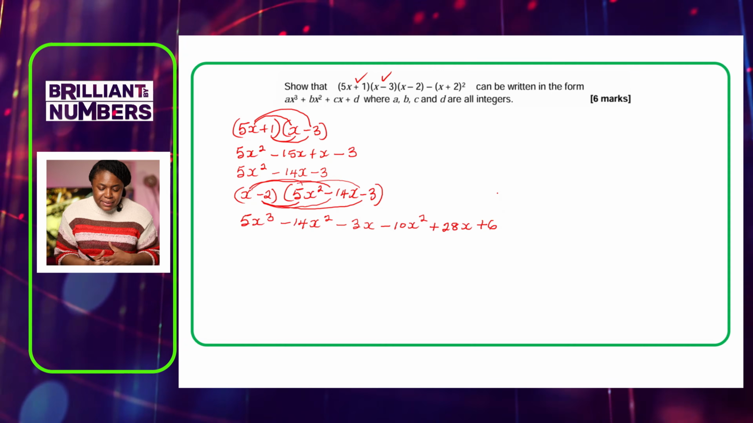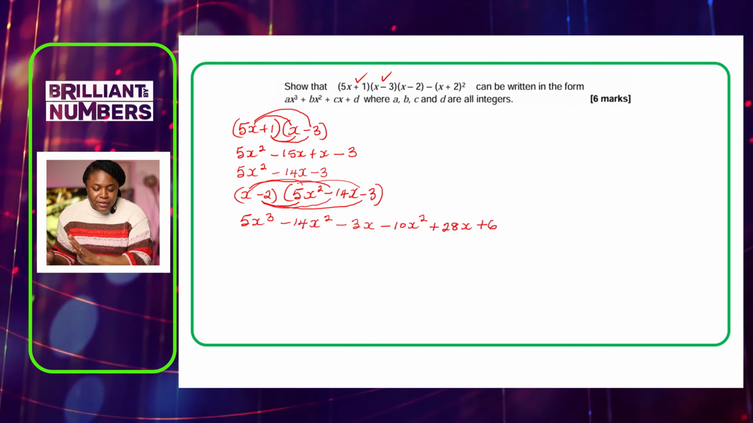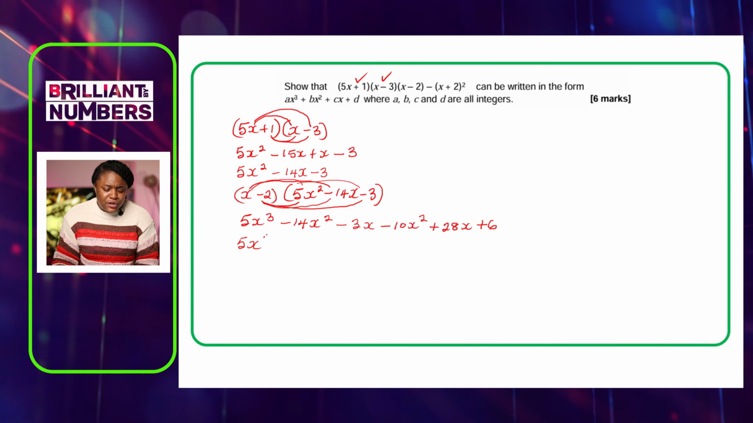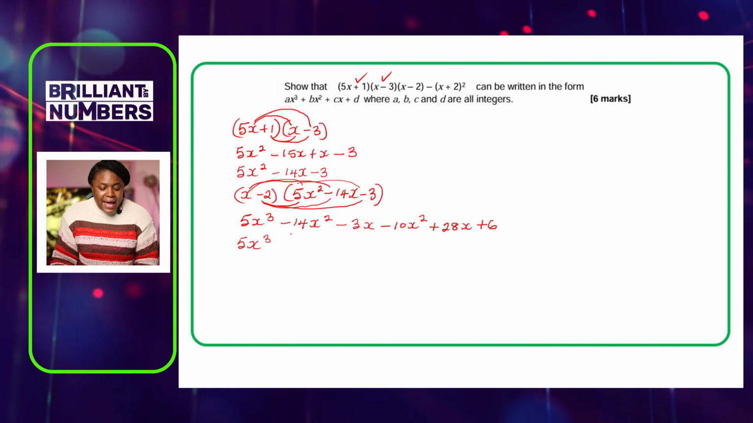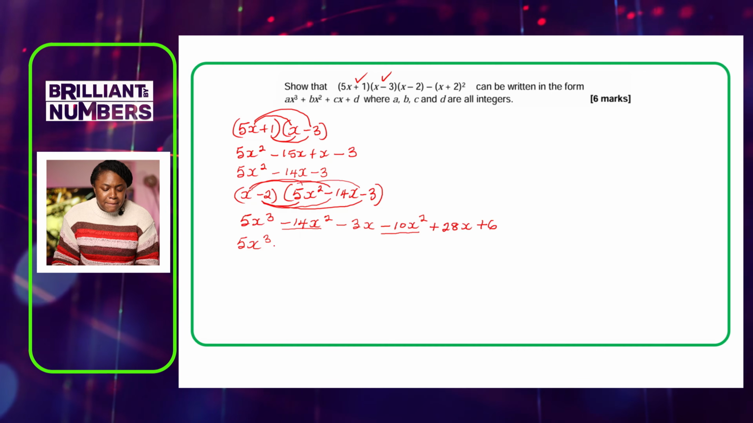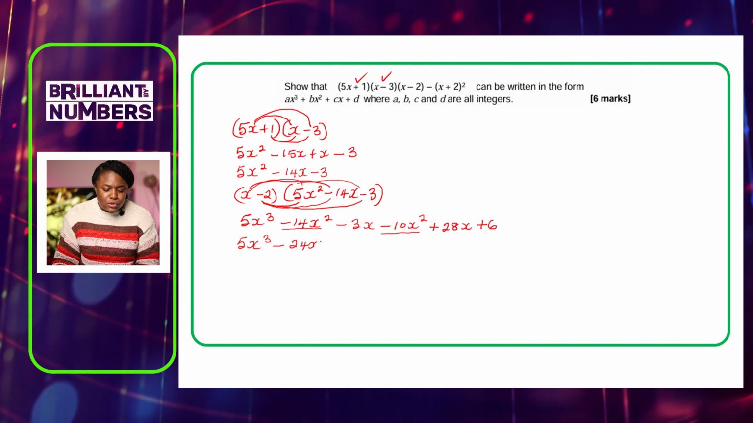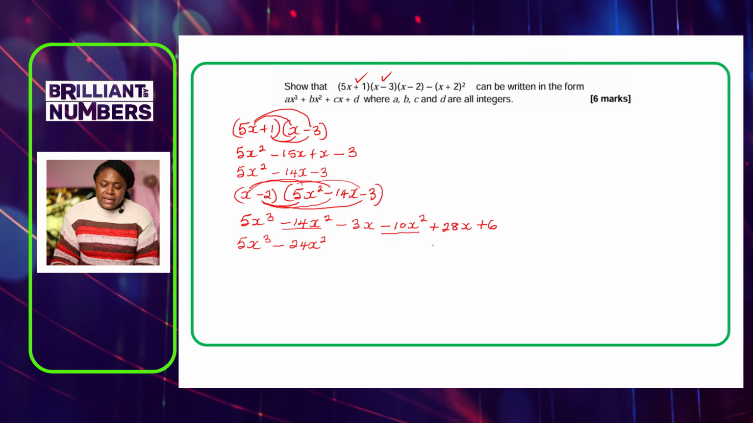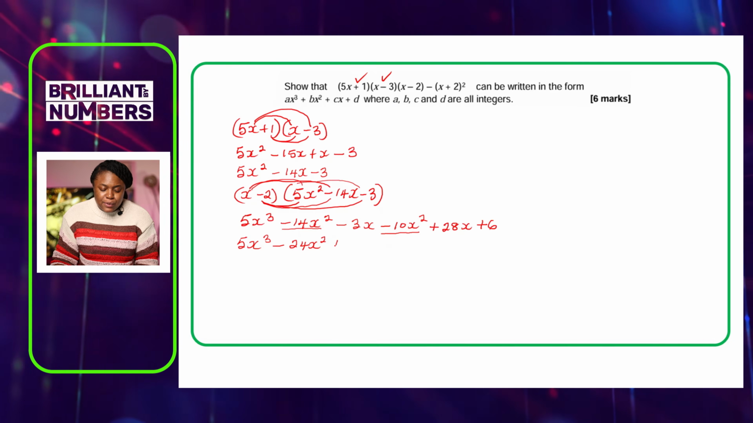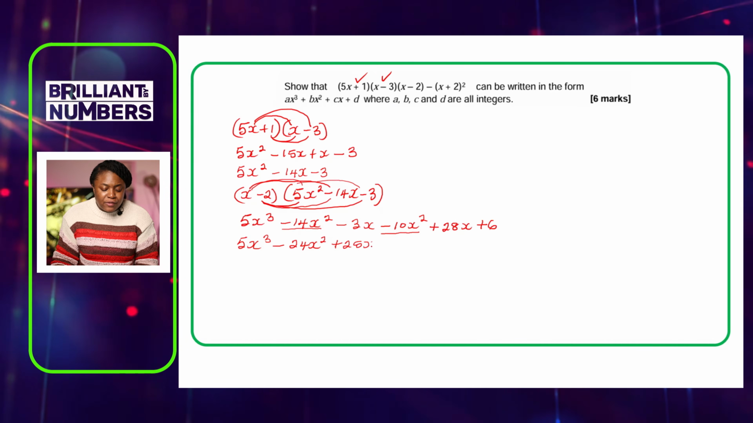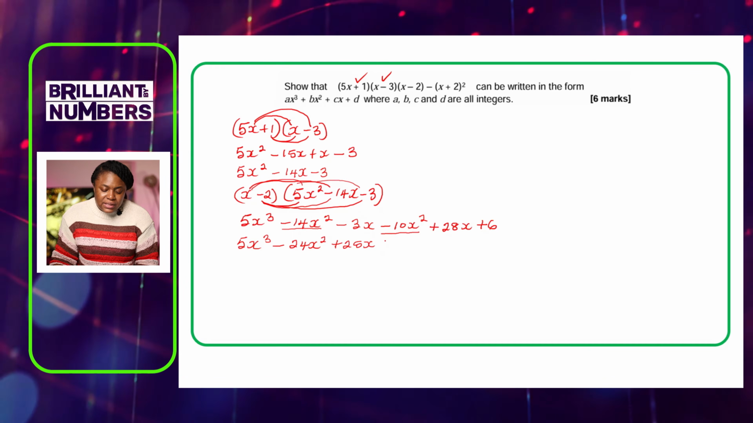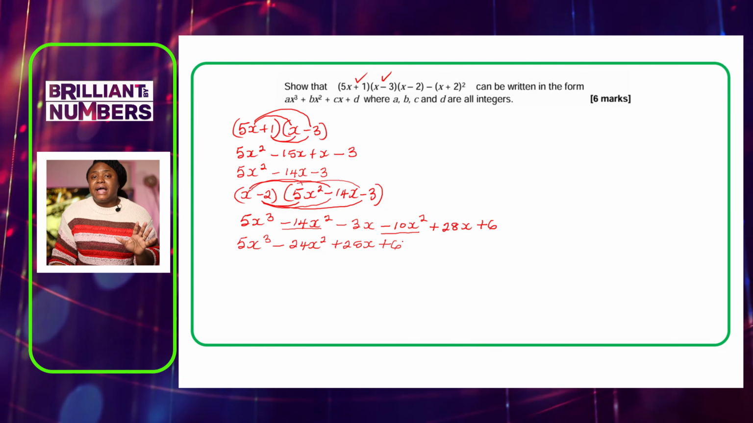Now we're going to simplify that, and then we're going to focus on the other bracket. To simplify this, there's nothing else to do with 5x cubed. So I'm going to look at my x squared. I've got minus 14x squared and minus 10x squared, so that's minus 24x squared. Finished with our squares, we then go on to 28x and minus 3x. So 28 minus 3 is positive 25, and our variable is x. And then we look for our numbers. There is nothing else to add with 6, so that's our final answer for that expansion.